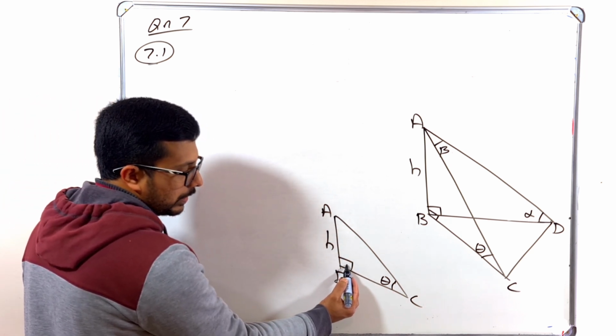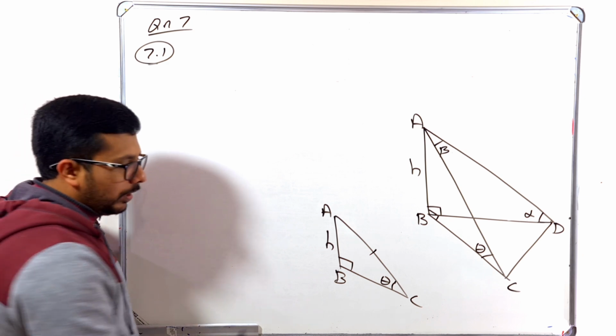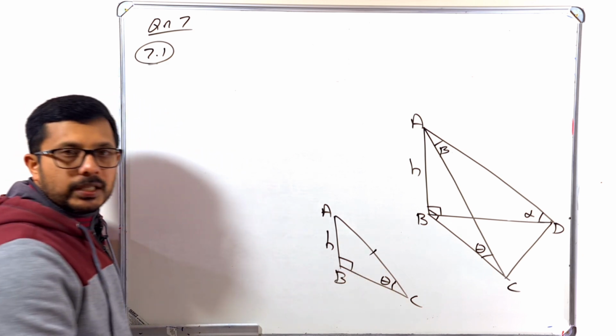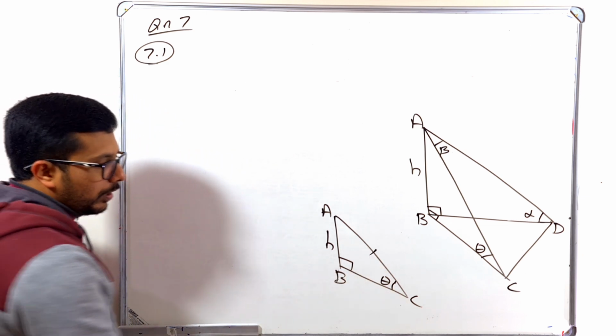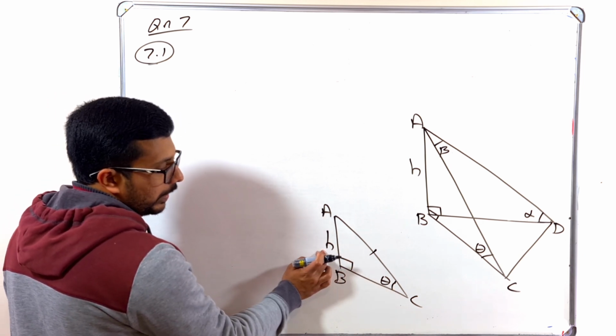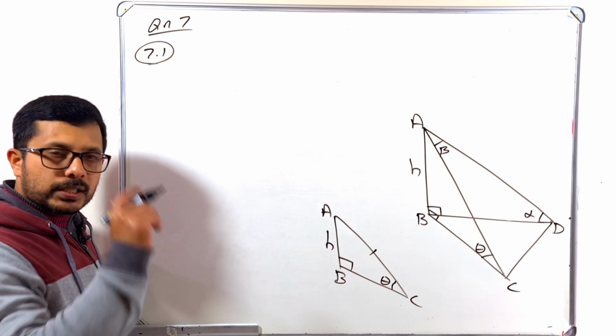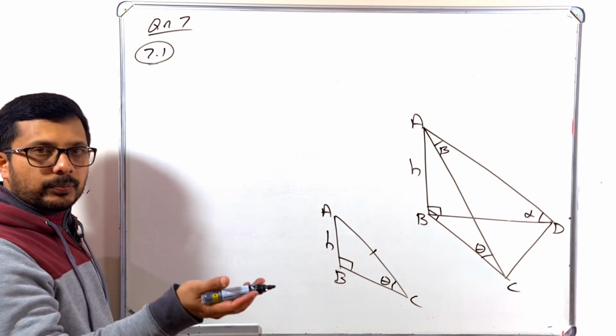Since here it is 90 degrees, this AC is the hypotenuse, because the opposite of the 90 degree angle is the hypotenuse. So based on this theta, the opposite side is h and the hypotenuse is AC. So which trigonometric ratio is connecting the opposite side and the hypotenuse?